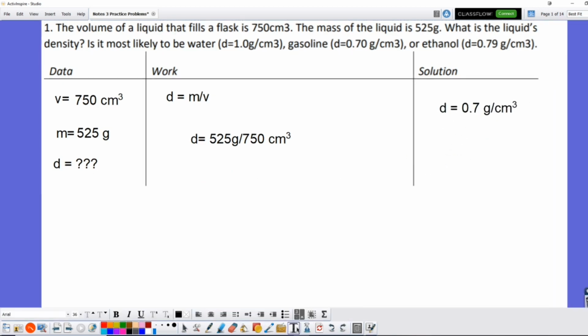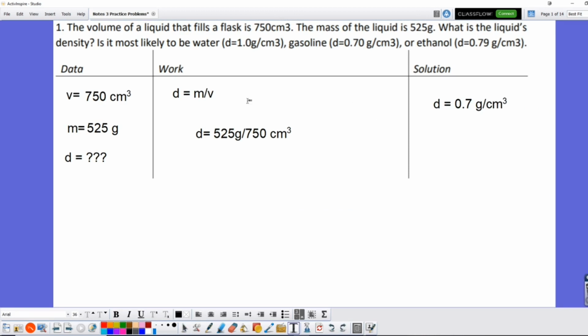And then the second part of the question is, what is that most likely to be? Is that water, gasoline, or ethanol? Well, taking a look at water, water is 1 gram per cubic centimeter, gas is 0.7, and ethanol is 0.79. So this is most likely to be gasoline.